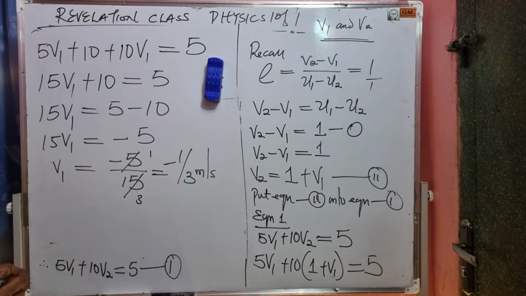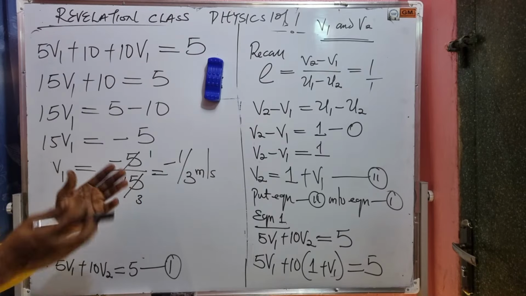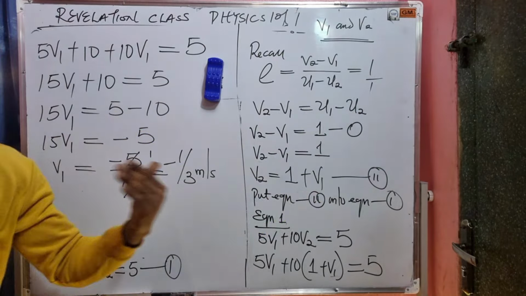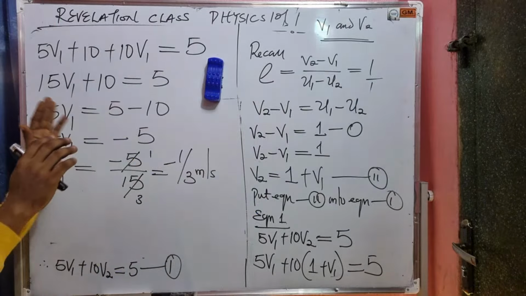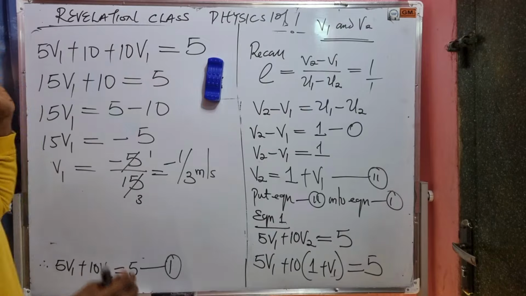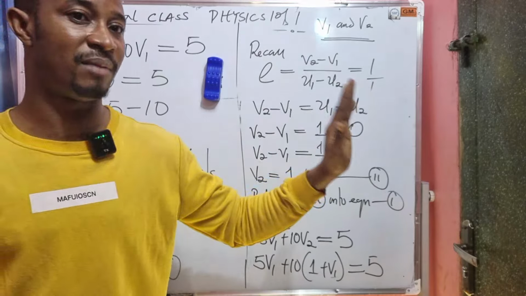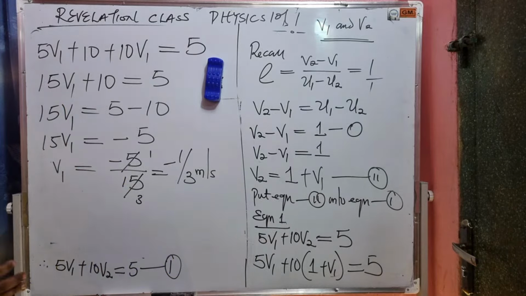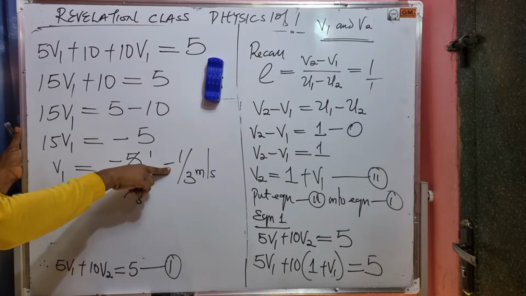What does that tell you? That our v1, the final speed of the first body, is negative. It means that after the collision, the first body rebounds. Instead of going this way, the first body collided with a stationary object, and instead of the body keeping on going, it bounced back. There was a kind of retardation, a rebound. That was the meaning of this minus sign here.